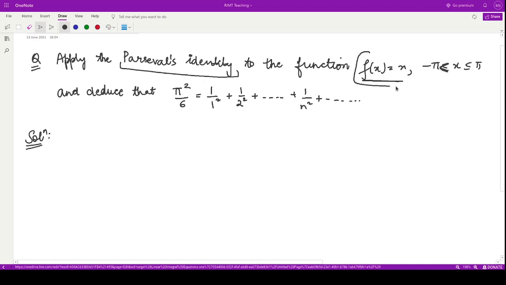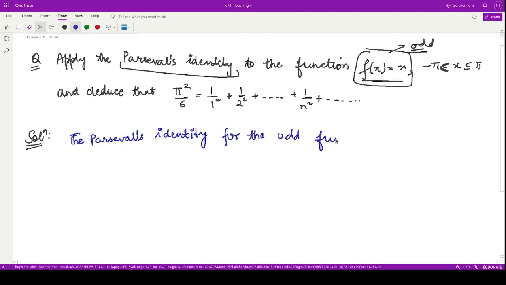If you look at this function, it is an odd function in the given interval. Therefore, you know what the Parseval's identity for the odd function is. It is given by 1 by 2 pi integration minus pi to pi f of x whole square dx. This is equal to 1 by 2 summation n varies from 1 to infinity bn square.